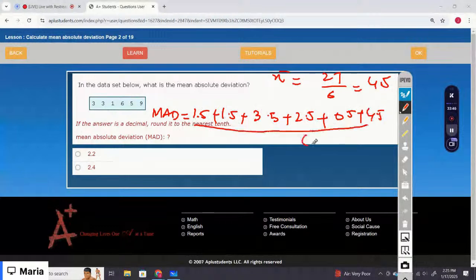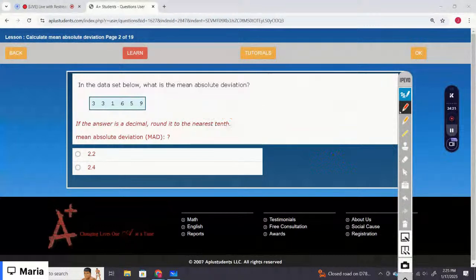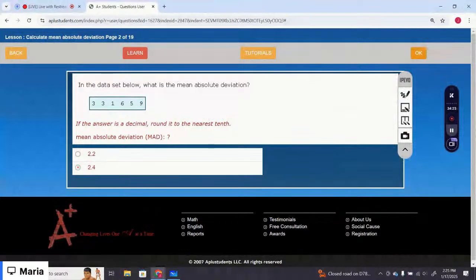Let's just add them and divide by 6. So they are 1.5 plus 1.5 plus 3.5 plus 2.5 plus 0.5 plus 4.5. So the sum is 14, and 14 divided by 6 is 2.4. So the correct option is 2.4.